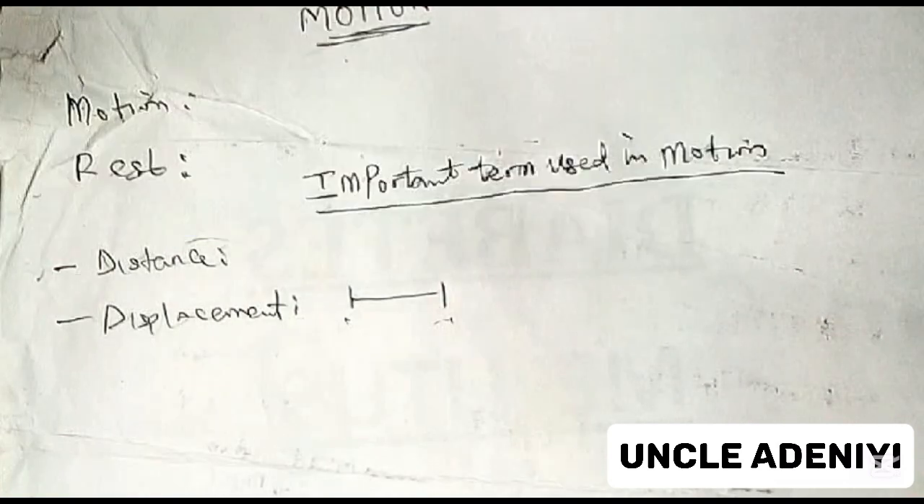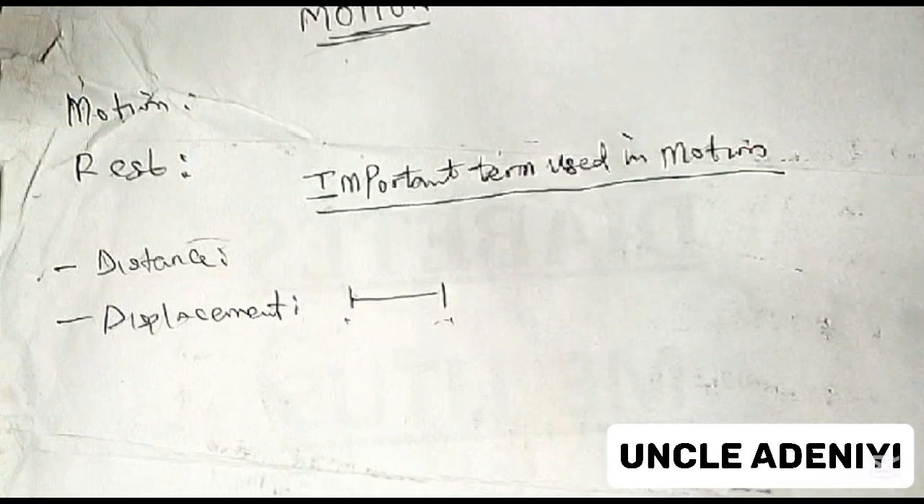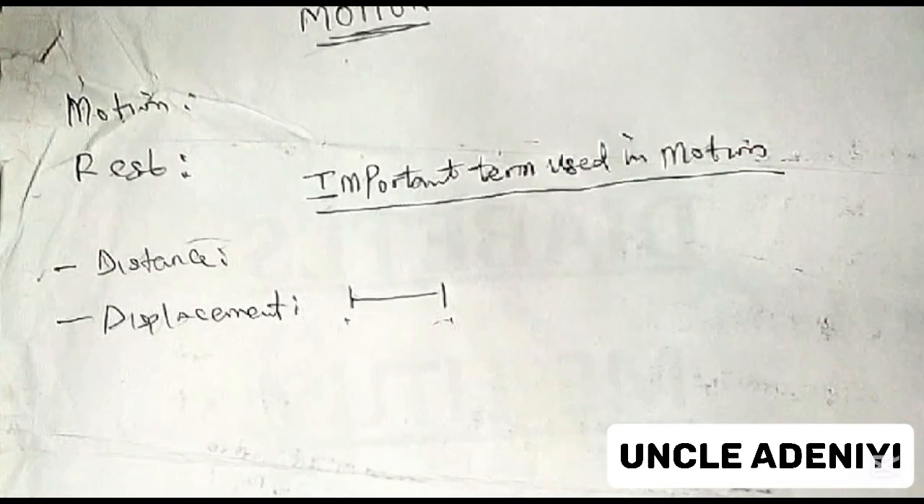So that's just the difference. A scalar quantity has magnitude but no direction, but a vector quantity has what? Magnitude and direction. So the difference between distance and displacement is that distance is a scalar quantity, while displacement is a vector quantity.